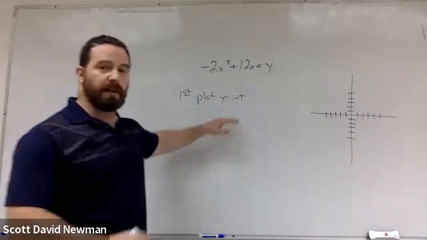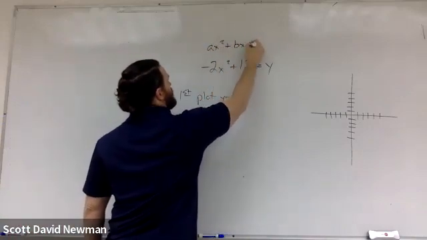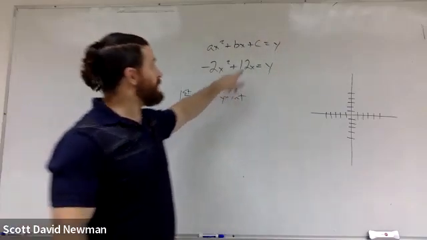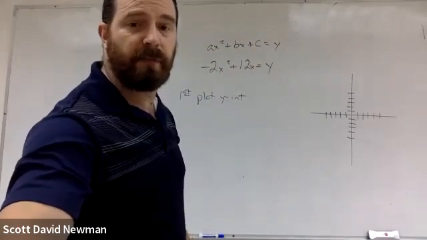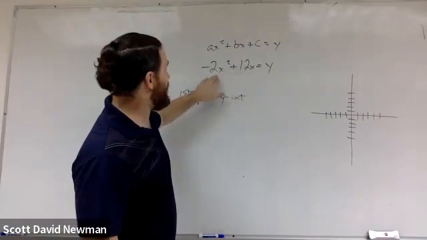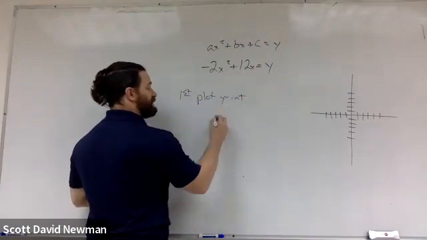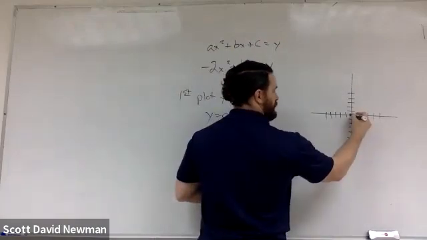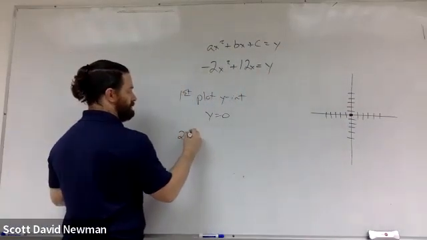My y-intercept again, remember, in our general equation, ax squared plus bx plus c equals y, is always the c value. But in this particular case, we can see that we have no c value. Since there is no c value in this equation, there's only the a and the b, that means the c is 0. So my y-intercept is 0. So 0, there's the sign. Second, find solutions.